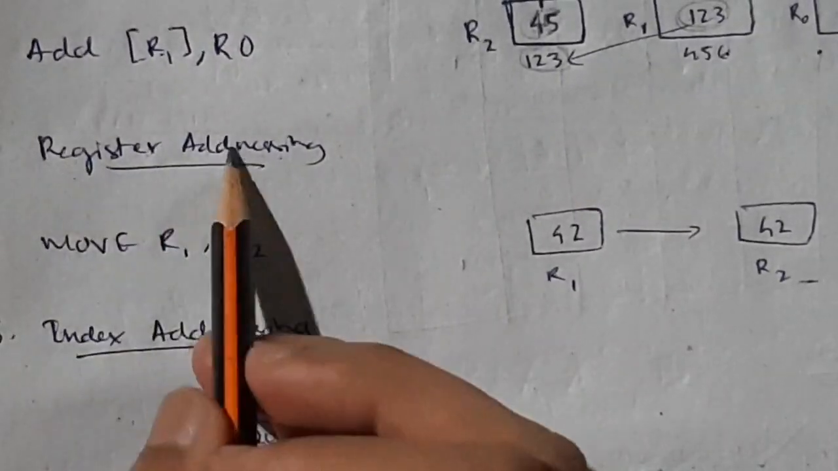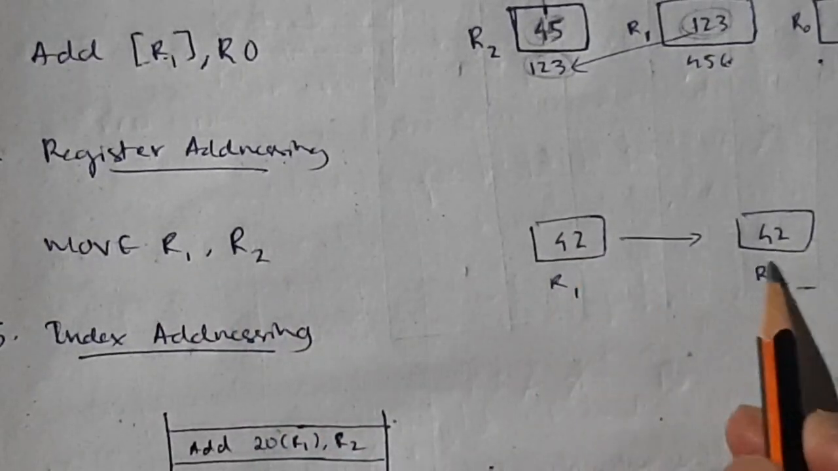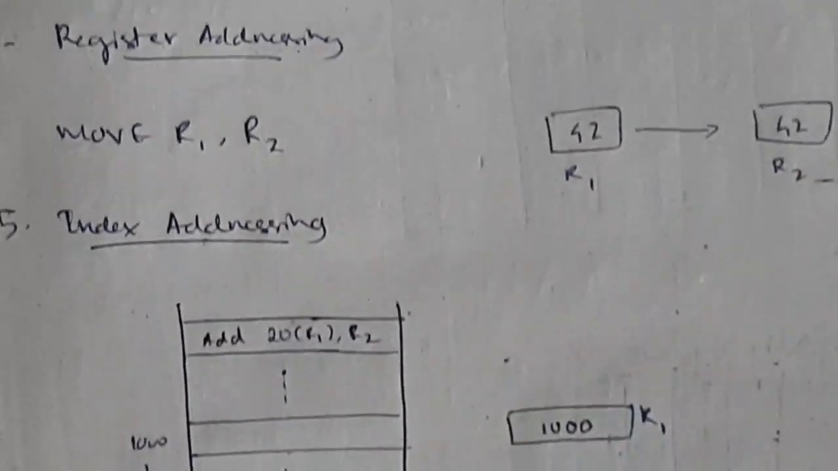Next one is register addressing, which means move R1 comma R2: whatever value R1 has will be moved to R2. Next is index addressing.